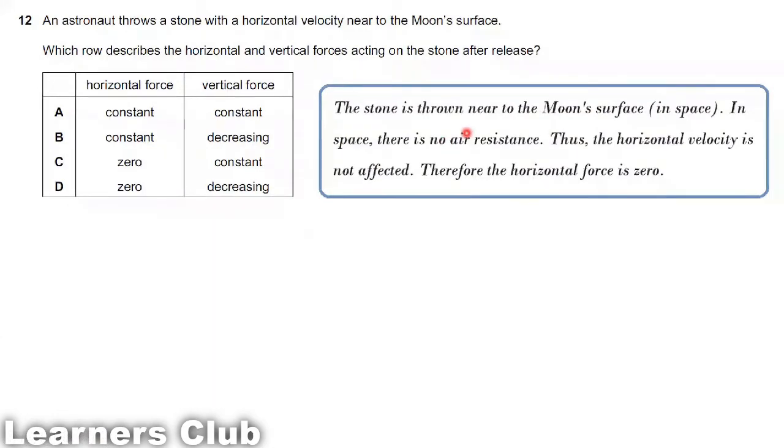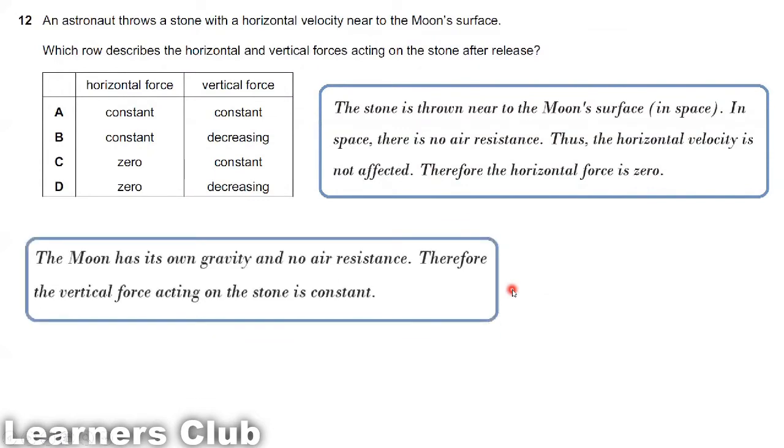If acceleration is 0, the horizontal force is going to be 0. According to Newton's second law, force is equal to mass times acceleration. So if horizontal acceleration is 0, horizontal force will be 0. That's what they're saying. The stone is thrown near the moon's surface. In space, there is no air resistance. Thus, the horizontal velocity is not affected. Therefore, the horizontal force is 0.